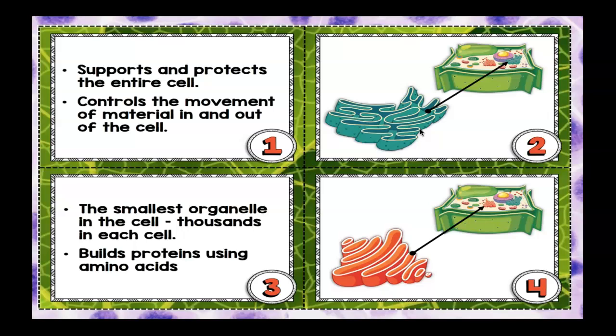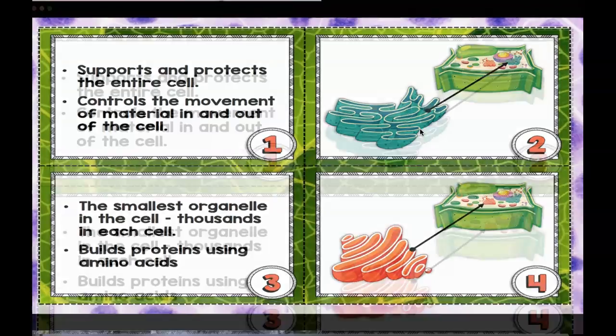So the definition on card 1 says it can support and protect the cell, and its main job is to control the movement of materials in and out of the cell. So remember how we talked about the cell membrane? It's kind of like a bodyguard, lets the good stuff in, keeps the bad stuff out. So card number 1 is describing the cell membrane.